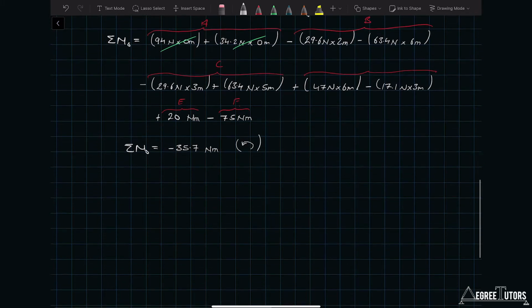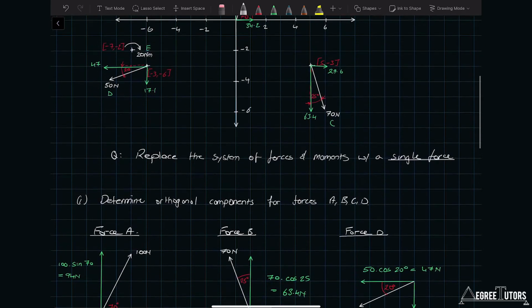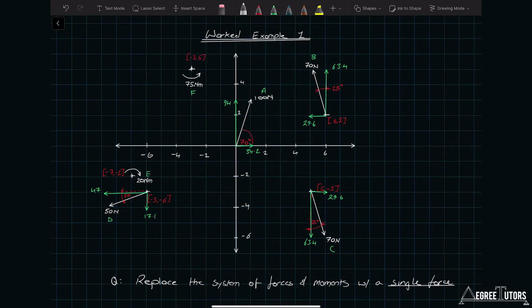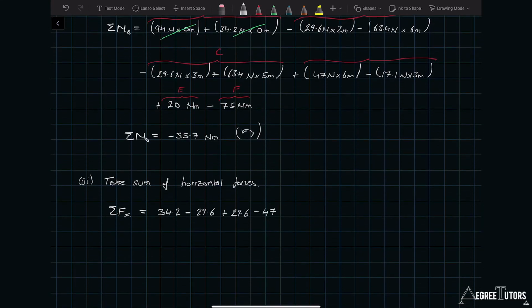All right, next we can take the sum of the forces, the sum of the horizontal forces. So again, if I don't say it, we're assuming that forces acting to the right are positive. All right, so what are we going to have? Let's have a quick look up here. So we've got the 34.2 for A. We have the negative 29.6 for B, plus 29.6 for C, and negative 47 for E. So we can just evaluate those. And so the sum of the forces in the x direction is equal to a negative 12.8, and the negative is indicating that we have a resultant force acting to the left.